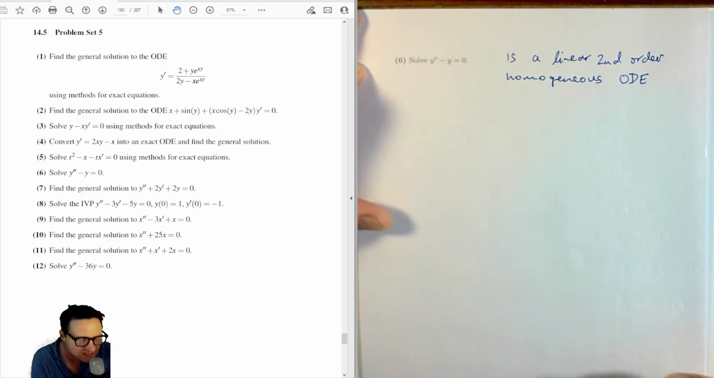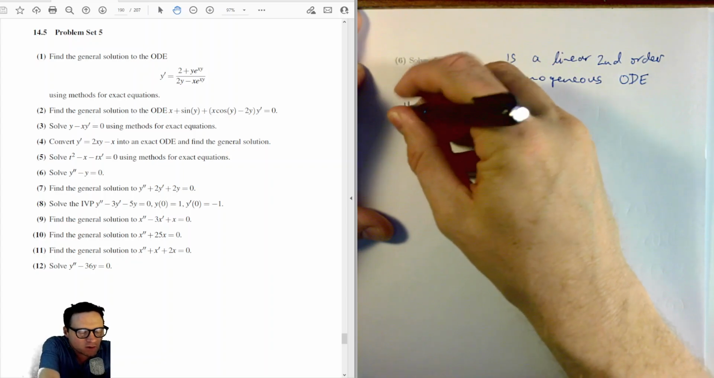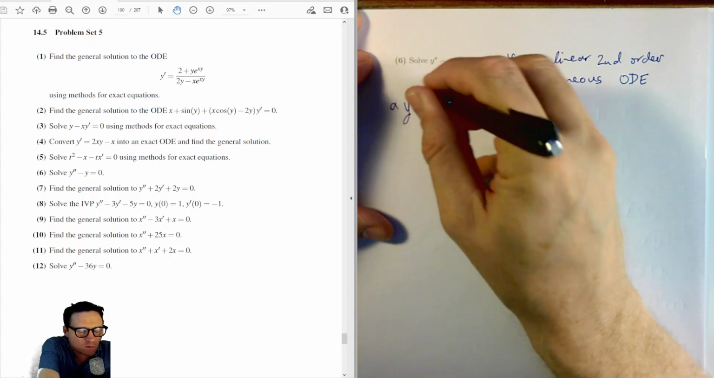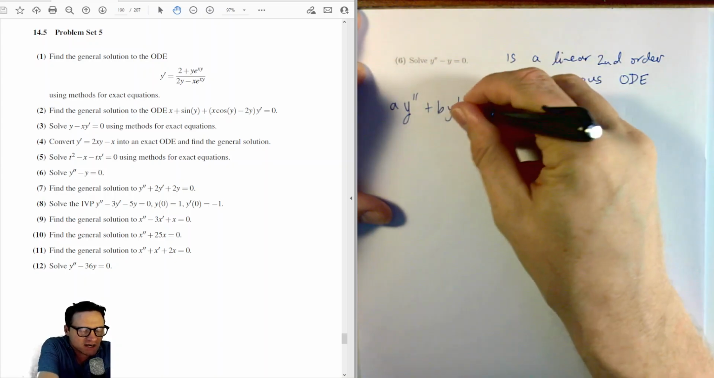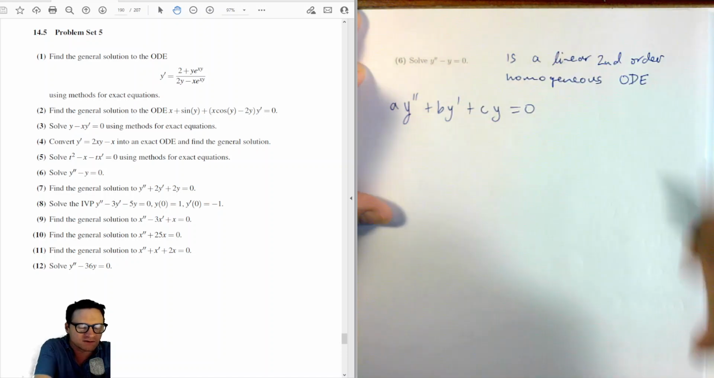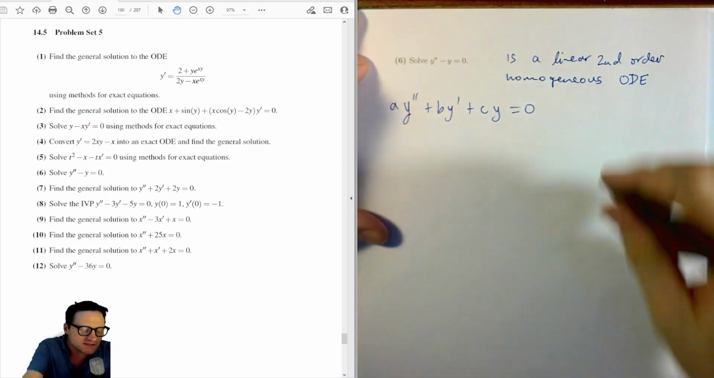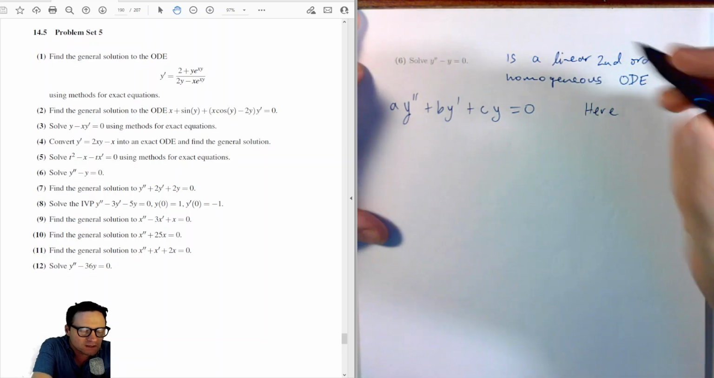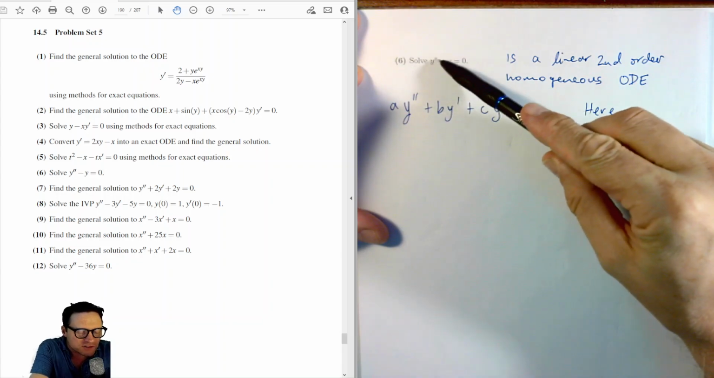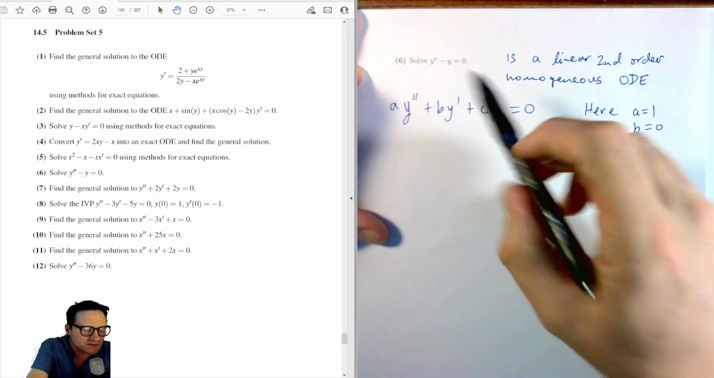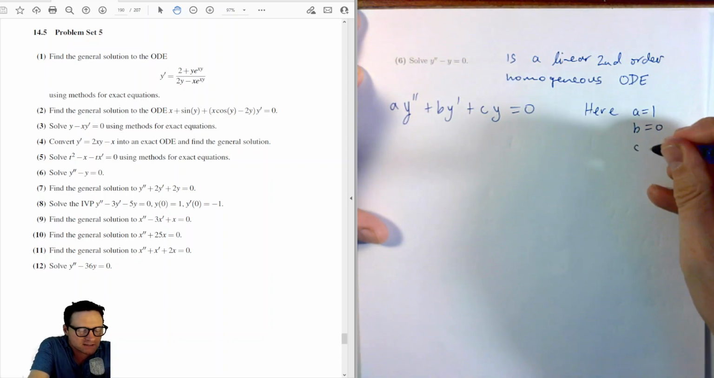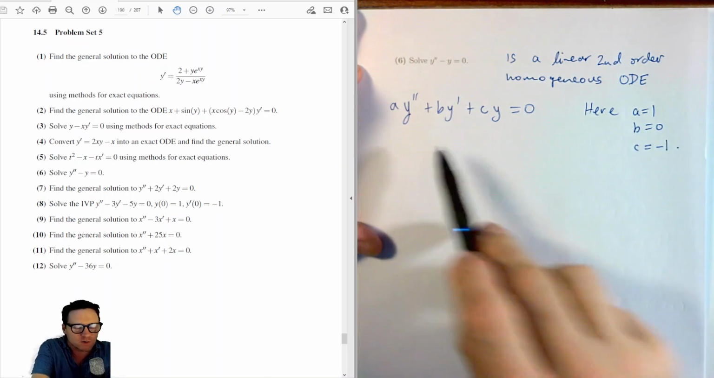And so what we do with these is the first step we take is to view this in the following way. So a y double dash plus b y single dash plus c times y equals 0. And so here a would be 1, the coefficient of y double dash. B would be 0 because there are no single y dashes in there. And c would be minus 1. Okay, so we recognize what we have here.